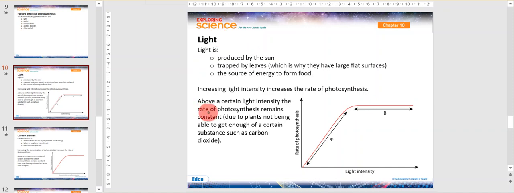Above a certain light intensity, the rate of photosynthesis remains constant due to the plant not being able to get enough of a certain substance, such as carbon dioxide. You can think about it like the machinery in the plant can only handle so much carbon dioxide and so much light, and then it's at its full capacity. So even if you increase the light intensity some more, the rate of photosynthesis will not increase. So you get this type of graph here. Light, again, is a factor that impacts photosynthesis.